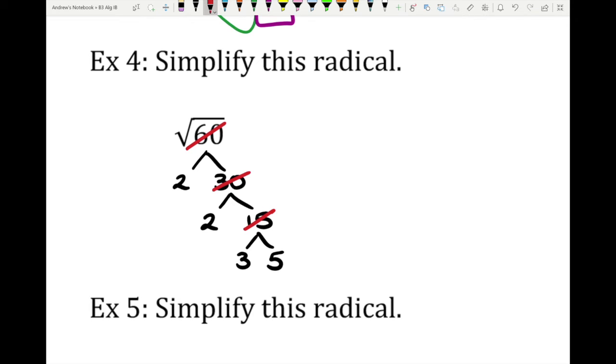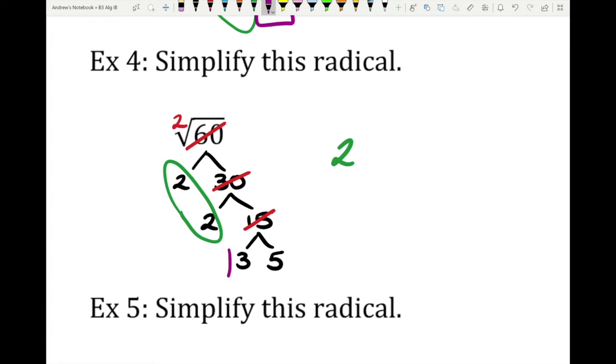So again, I'm taking a look at my index. My index is 2. I need to grab groups of the same things that are the same size as the index. So I have a pair of 2's that match, so I can take a 2 and put that on the outside.